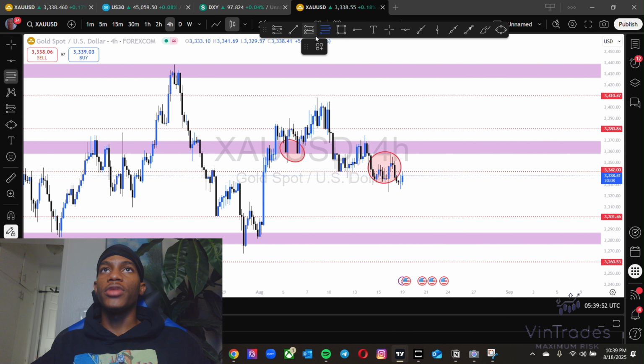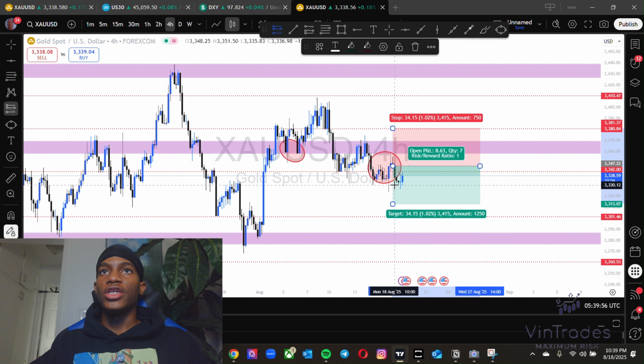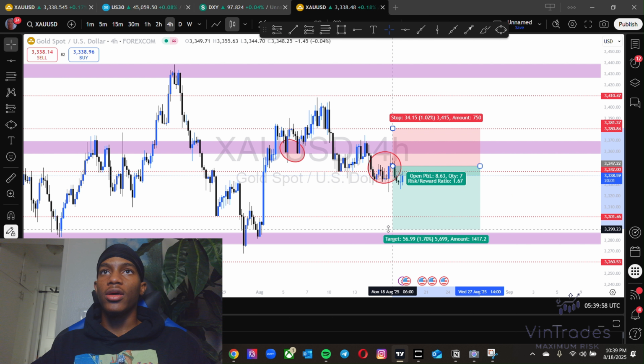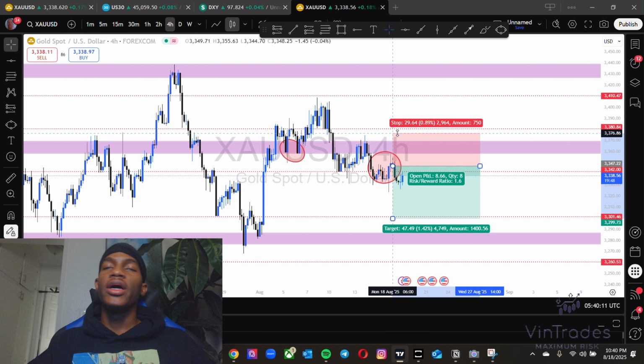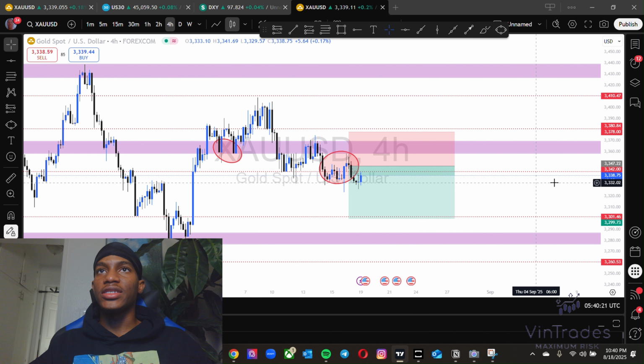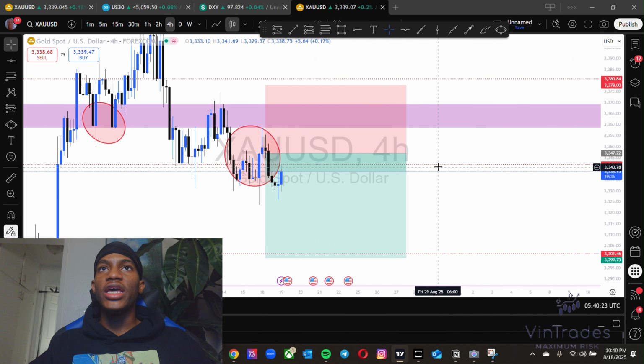If I was going to sell from here, I'm going to place my entry right here, put my TP right here, and I'm going to put my stop loss right here. I'm going to give it a little bit of breathing room. Since it's gold, I'm going to say 10 pips away from my lower high. And that is it right here. Easy as that. You don't need anything more.